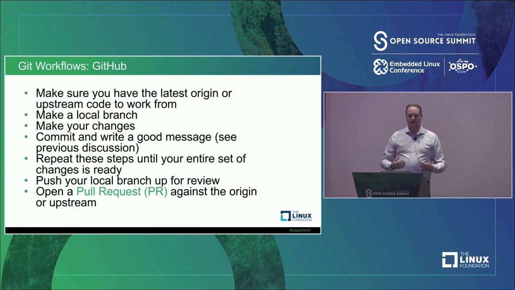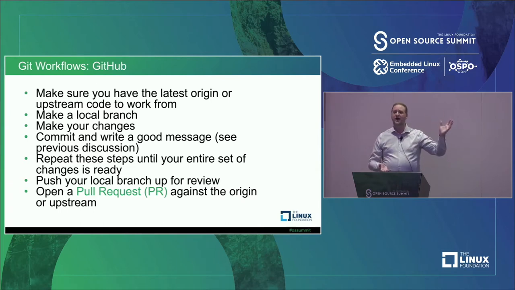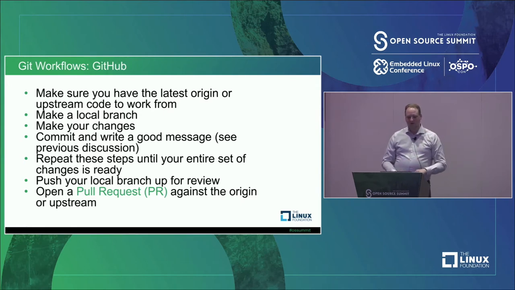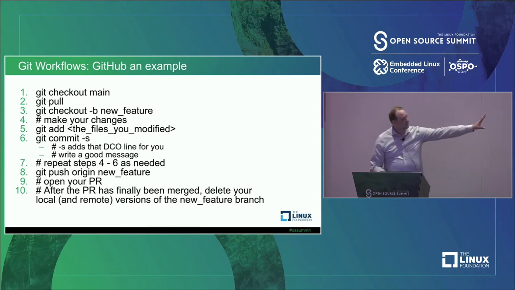So the basic workflow is kind of this. You want to make sure you have a clone, obviously, but then you pull down the latest changes from the origin or the upstream. You make a local branch. I always recommend you work on a local branch and not on the main branch itself. All right? Make your changes. You commit and write a good message, per our previous discussion there. You kind of repeat these steps as needed as you build up your set of changes. And I do mean a set of changes. You want each of these commits to be atomic pieces. They can go up as a single PR or merge request. You can send them all up at one time, but you want them to be in small pieces so that they're easily reviewable. And then you go ahead and push up your local branch for review and open your PR or merge request against the origin or upstream. So again, this is kind of a pseudocode version of that.